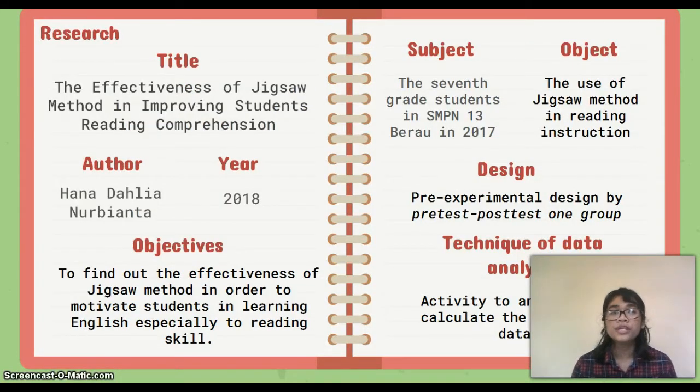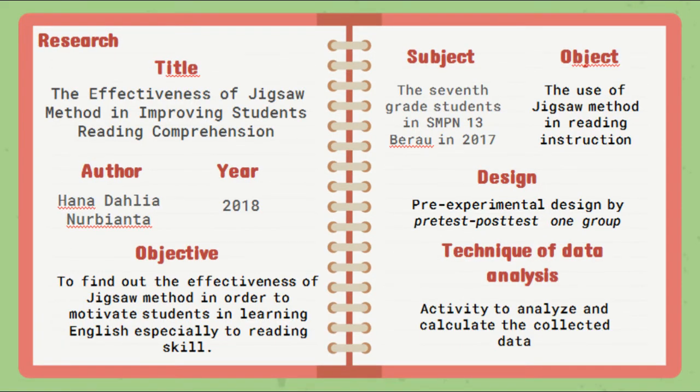Now we move to the research. In this presentation, I want to explain the research that I found before about cooperative learning. I will explain it one by one by mentioning the elements of the research. The first one is the title. The title is The Effectiveness of Jigsaw Method in Improving Students' Reading Comprehension. And the name of the author is Hana Dahlia Nurbianta in 2018.